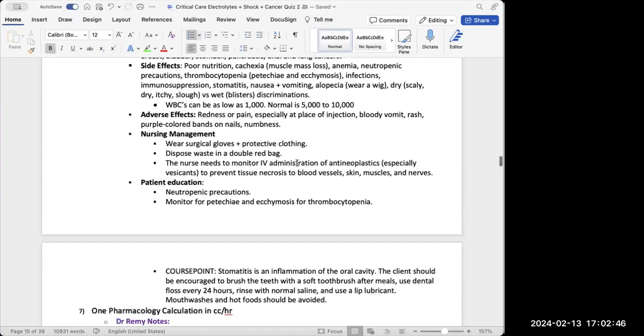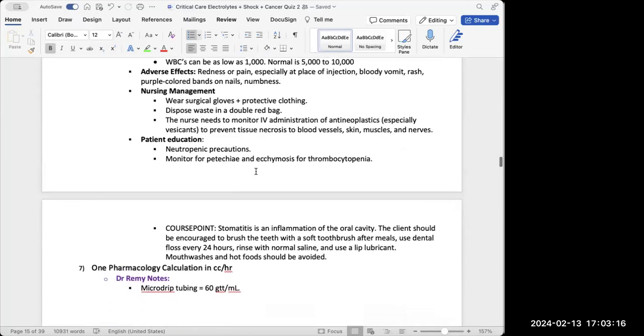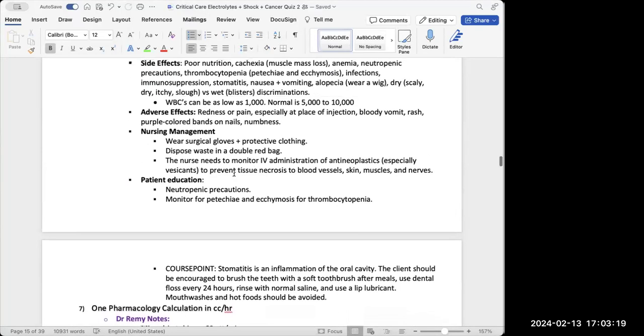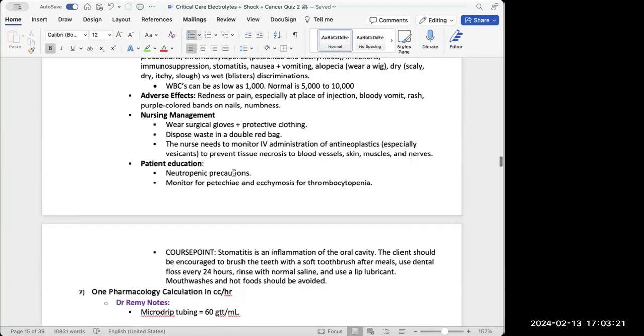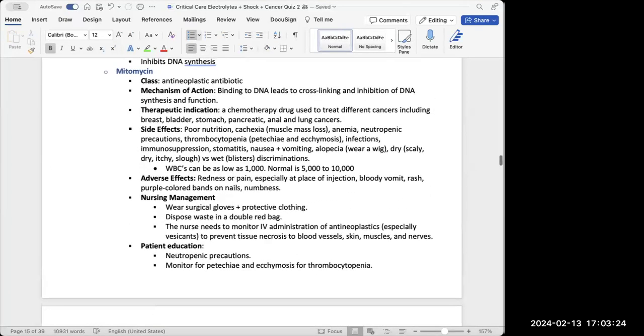I also wrote down in my notes that for nursing management, she was talking about how to handle chemotherapeutic agents, and it was to wear surgical gloves and protective clothing and dispose of waste in a double red bag. I also have for nursing management, I got this from CoursePoint, that for IV administration of anti-neoplastics, we need to monitor it because we want to watch out for tissue necrosis. As well, I thought of neutropenic precautions and monitoring for petechiae and ecchymosis, if they have thrombocytopenia. But that's all I have for mitomycin. I don't have anything else.